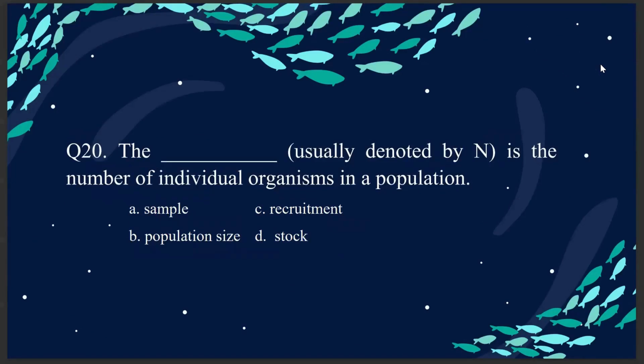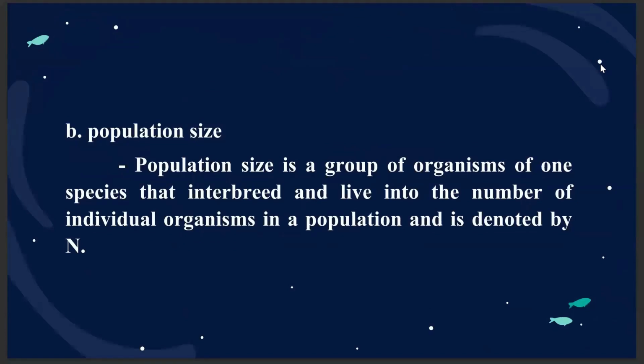Question number 20. The blank, usually denoted by N, is the number of individual organisms in a population. A. Sample. B. Population size. C. Recruitment. Or D. Stock. The answer is B. Population size. Population size is a group of organisms of one species that interbreed and live in a number of individual organisms in a population, denoted by N.